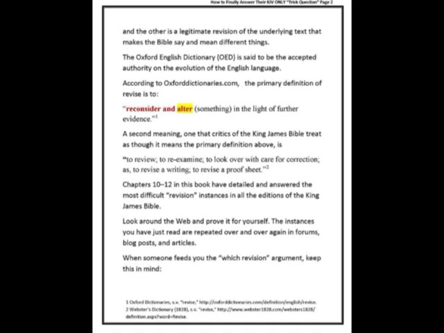Chapters 10 through 12 in this book have detailed and answered the most difficult revision instances in all of the editions of the King James Bible. Look around the web and prove it for yourself. The instances you have just read are repeated over and over again in forums, blog posts, and articles. When someone feeds you the which revision argument, keep this in mind.